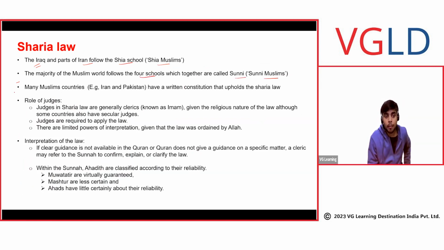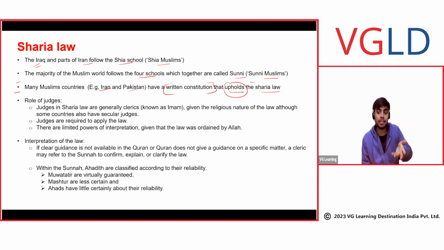Many Muslim countries, for example Iran and Pakistan, have a written constitution. Like I said, they can have a written constitution which also upholds the Sharia law. So the constitution has been written in such a way that it accepts the Sharia law. Now, role of judges. Like we have judges in our normal court system.